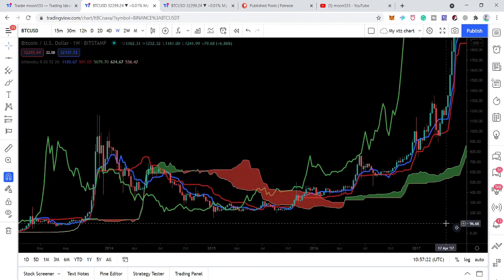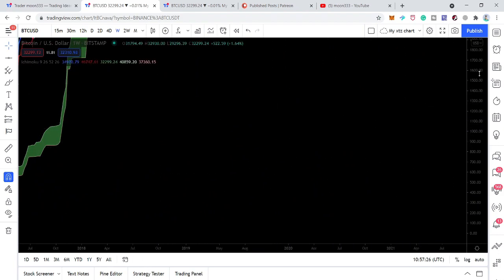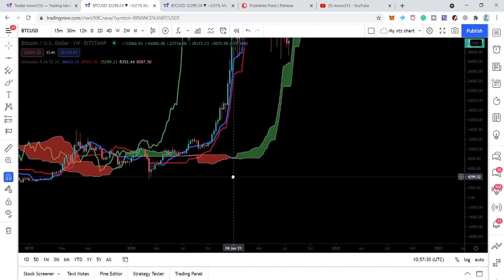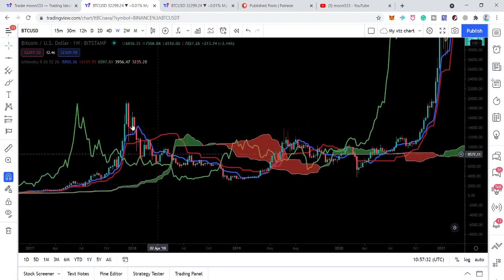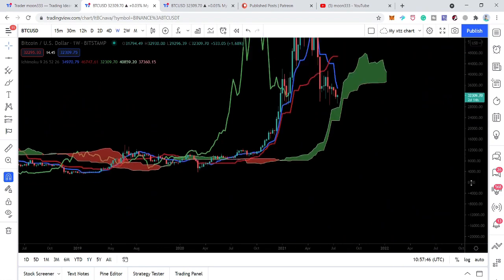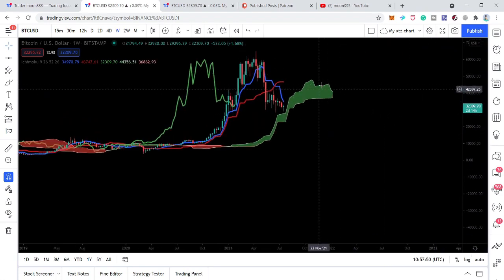So at this time we are again very close to this Ichimoku cloud, but the Ichimoku cloud is still bullish. For example, if we watch the previous trend of 2017, it was giving us the future prediction that the trend would be bearish. But so far we can see that the Ichimoku cloud is giving us the prediction for the future that is bullish.